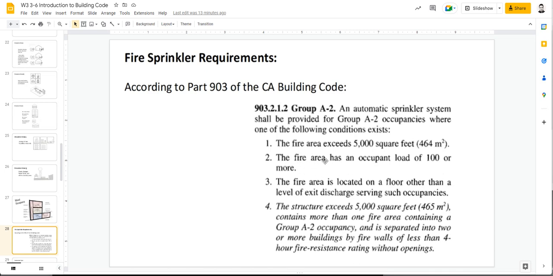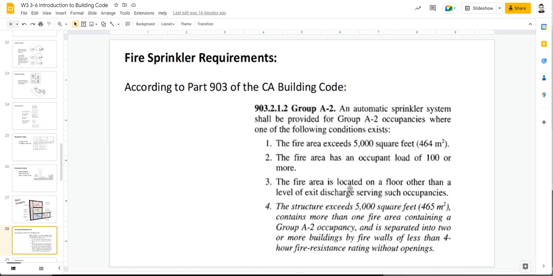If the flammable area, the area that can catch fire, has an occupant load of 100 or more, then you have to provide fire sprinklers. Occupancy and occupant load are two totally different things, so we're going to talk about this one later. So you need to provide a fire sprinkler if you have more than 5,000 square feet. You need to provide a fire sprinkler if the occupant load is 100 or more.